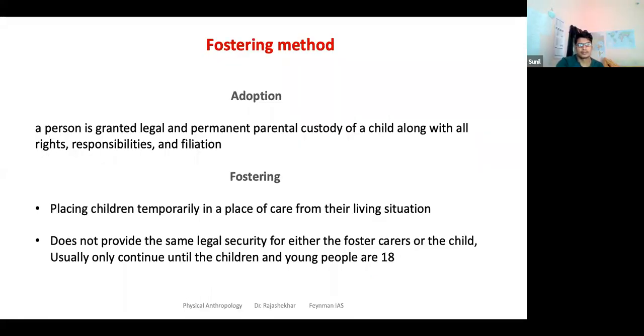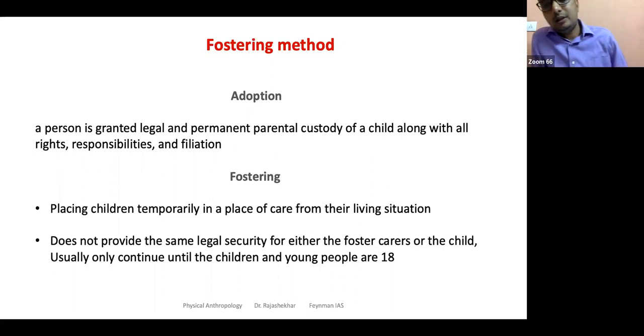Next, briefly, we'll talk about two of these studies, adoption and fostering methods. These are also family studies, but the core idea is done. I'm going to briefly tell you the other studies that are part of it, one of them being mentioned in the syllabus. So the fostering method, we'll talk about; we synonymously use these words sometimes, with some difference.